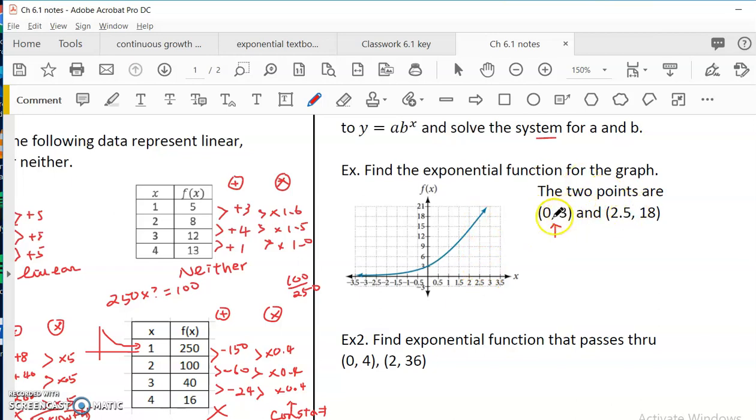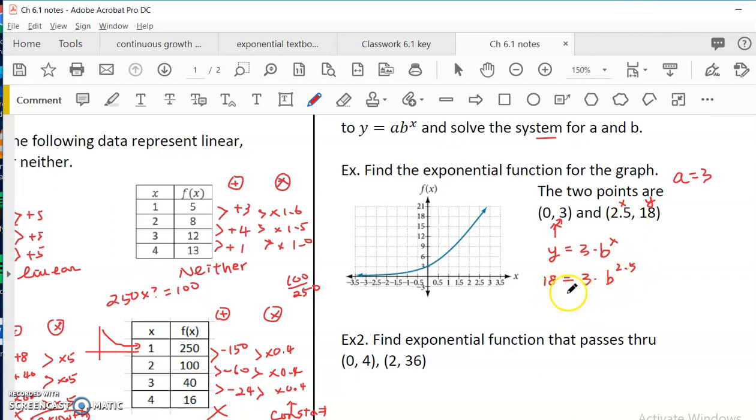Because 3 is the initial value, this is a, so a would equal 3. This is the second point, this is x and this is y. So I write y equals 3 times b to the x. y is 18, so this is the second point. I write 18 equals 3, which is from here, 3 times b to the power 2.5. Right? So how do I solve for b?